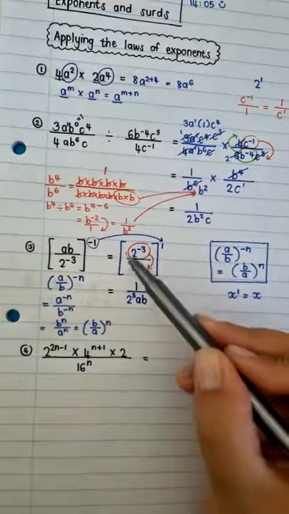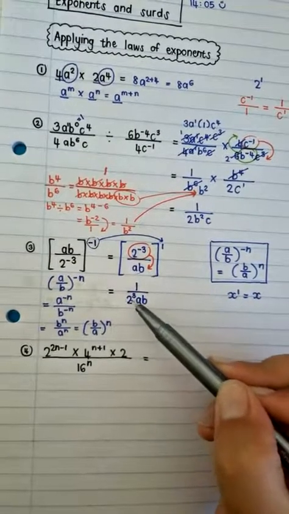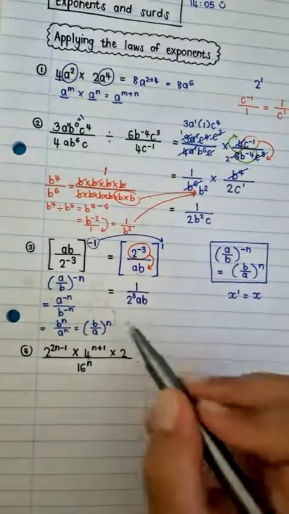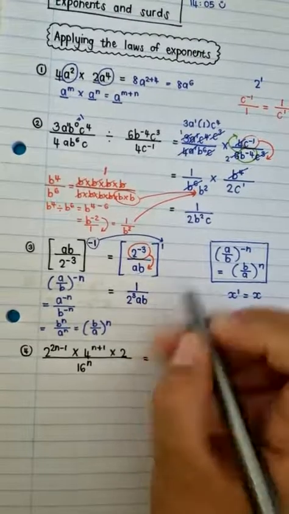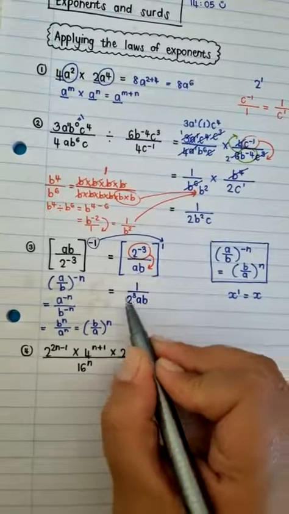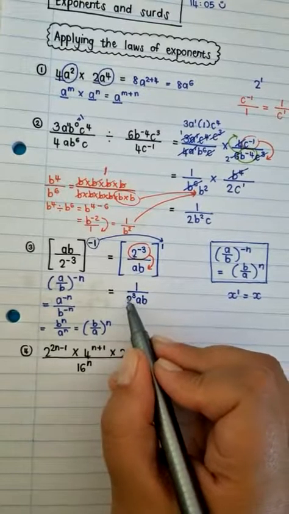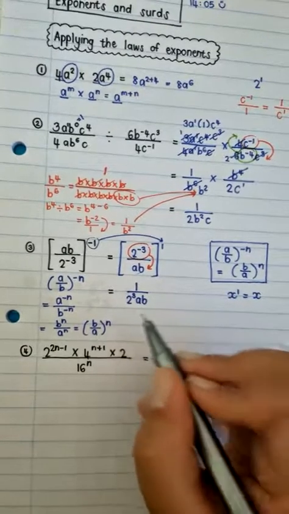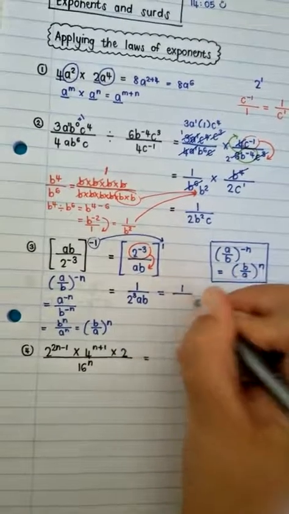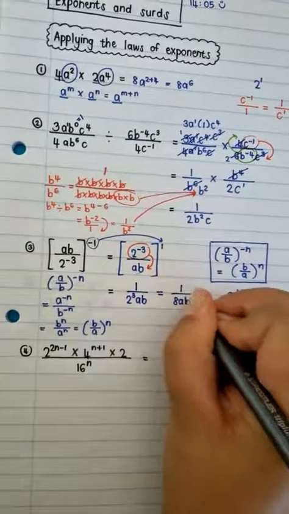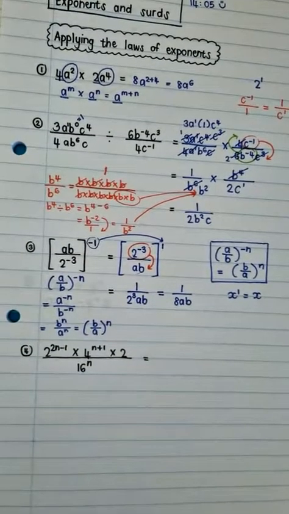Okay, so we see that this 2 to the negative 3 has moved to the bottom, and it becomes 2 to the positive 3. Now, I see I haven't left another extra line here for my answer, so I'll just write it next to this. But 2 to the positive 3 is actually 8. Remember, 2 to the 3 is the same as 2 times 2 times 2, which is 8. Okay, so let's just write our answer like that, 1 over 8 AB. Okay, perfect. That is the final answer.